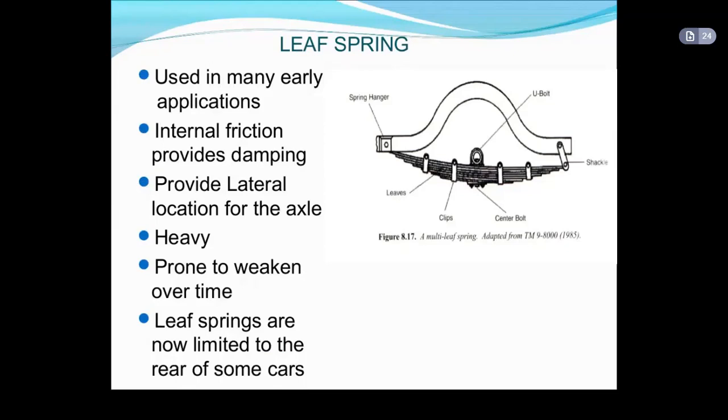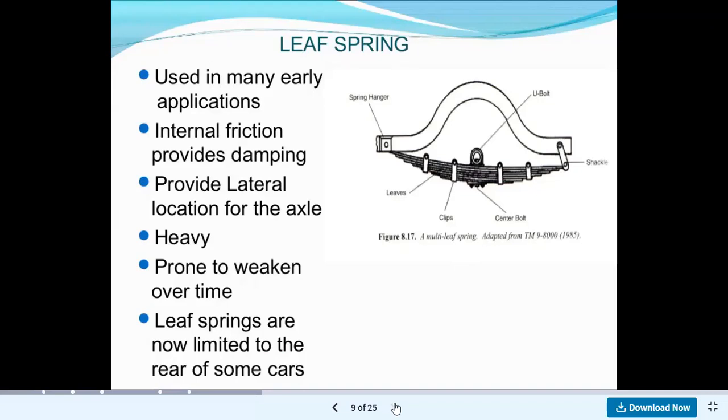It provides the lateral location for the axle. So for providing the lateral location, axles are used. It is heavy and prone to weaken over time. Leaf springs are now limited to the rear of some cars.